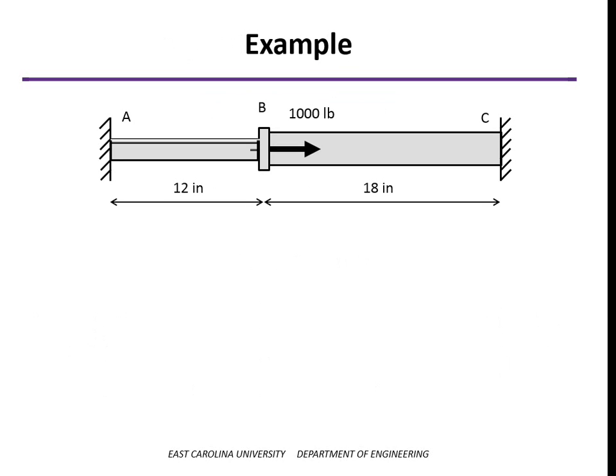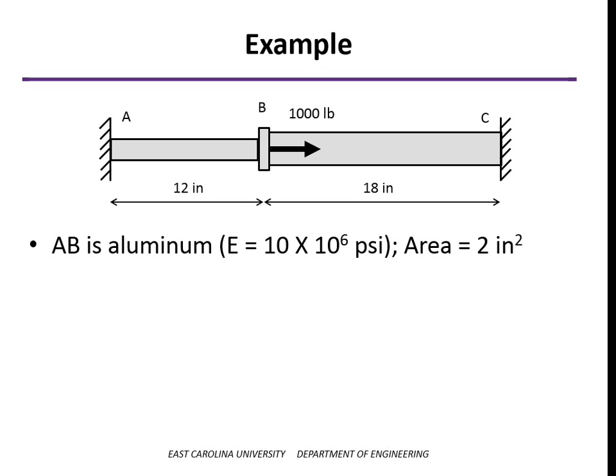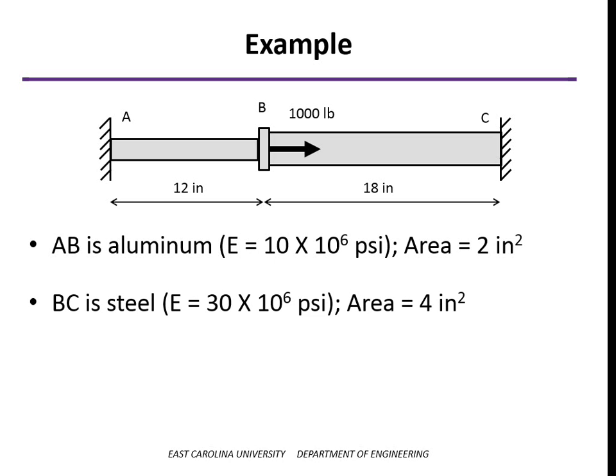Alright, let's change that around a little bit. We'll keep the lengths the same, but now we'll make AB and BC out of different materials. So AB is going to be aluminum, and we'll give it a cross-sectional area of 2 square inches. And we'll make BC steel, so 3 times stiffer as far as modulus of elasticity goes, and also bigger in area with 4 square inches.